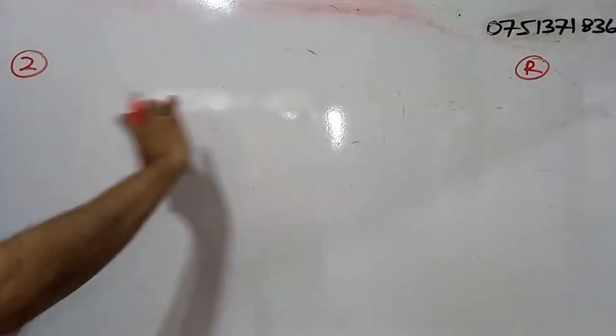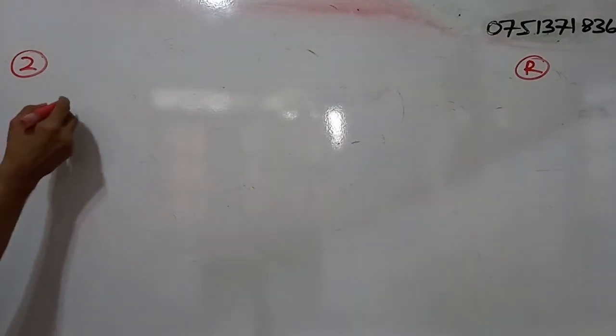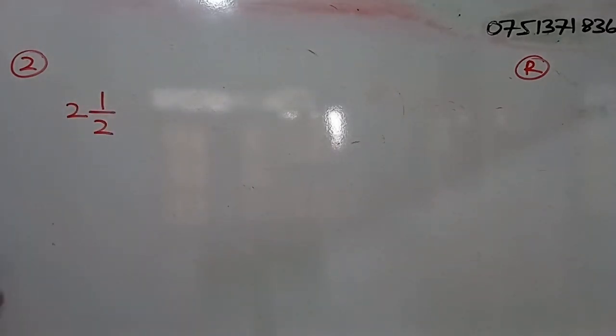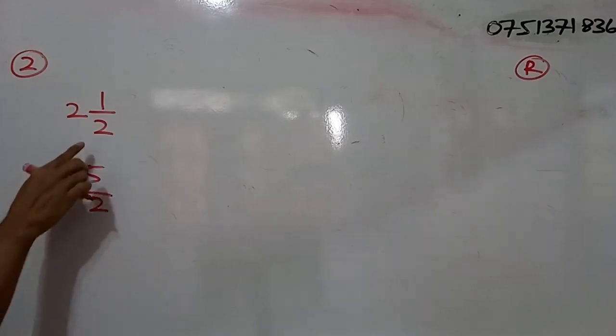Question number 2. Fill in the blanks in the following table. So the first row we have mixed numbers. Then the next row we have improper fractions. Right, so the first one we have is 2 1/2. So we know what the improper fraction of this will be: 5 by 2.